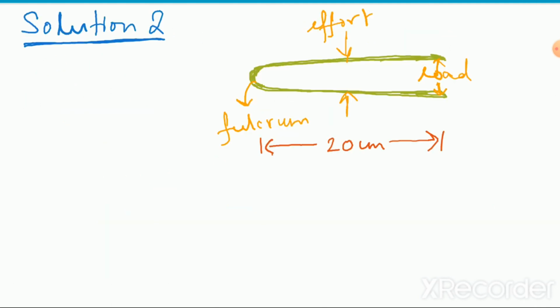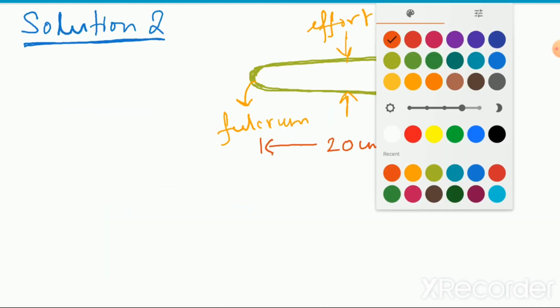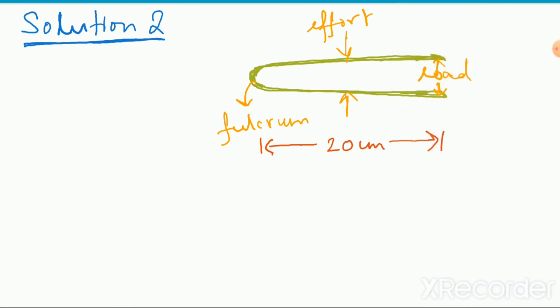So basically this point is the effort distance from here up to this point. This is 15 centimeters, the effort distance, isn't it? I think you can easily understand from this figure that the load arm, the distance of the fulcrum from the load, is 20 centimeters, and the effort arm, the distance of the effort from the fulcrum, is 15 centimeters.